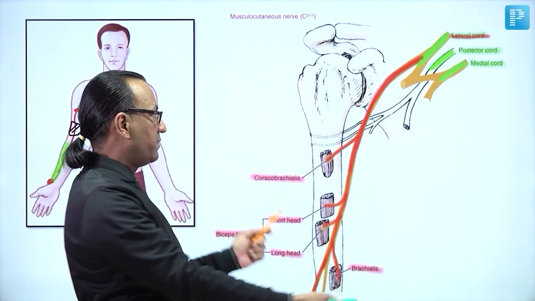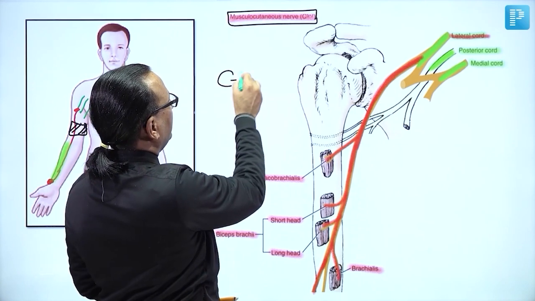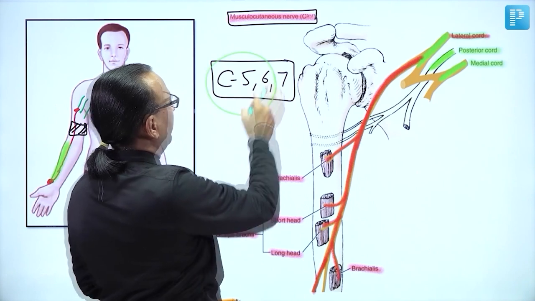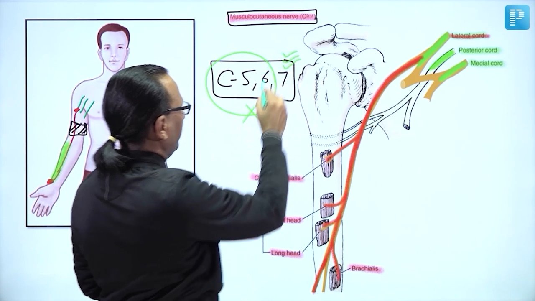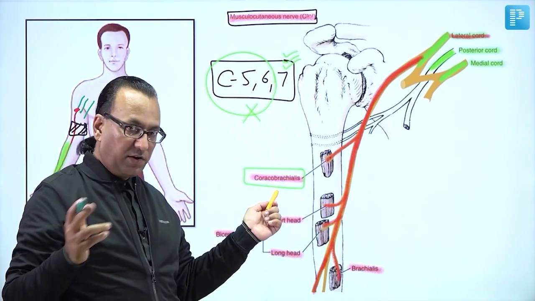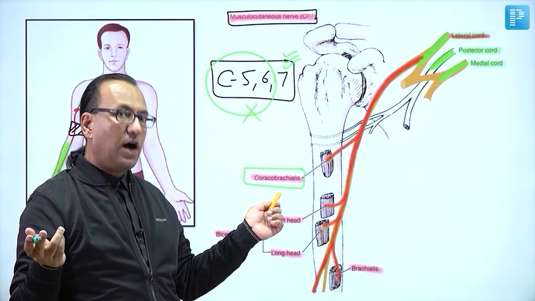The root value of the musculocutaneous nerve is C5, 6, 7, and as we have discussed, if there is a lesion like Erb's palsy where C5-6 are compromised, C7 is still working, and that is where we mentioned that since the coracobrachialis muscle has all three root values, C5-6-7, it may not be paralyzed in Erb's palsy.